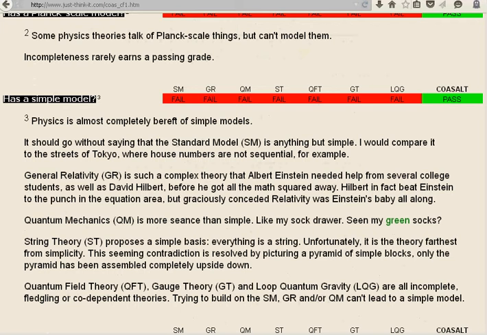String theory proposes a simple basis. Everything is a string. Unfortunately, it is the theory farthest from simplicity. This seeming contradiction is resolved by picturing a pyramid of simple blocks, only the pyramid has been assembled completely upside down. Quantum field theory, gauge theory, and loop quantum gravity are all incomplete, fledgling, or codependent theories. Trying to build off the Standard Model, general relativity, and/or quantum mechanics can't lead to a simple model. So only spring and loop theory passes this third comparison.